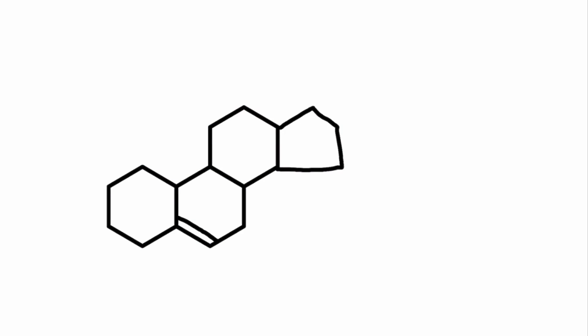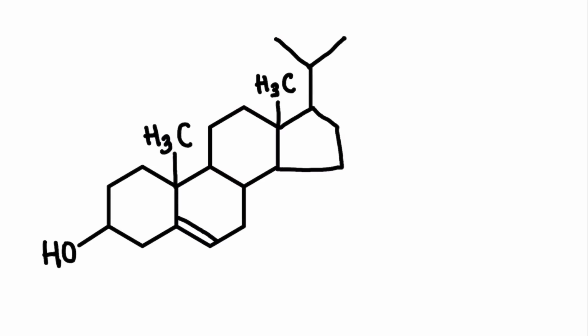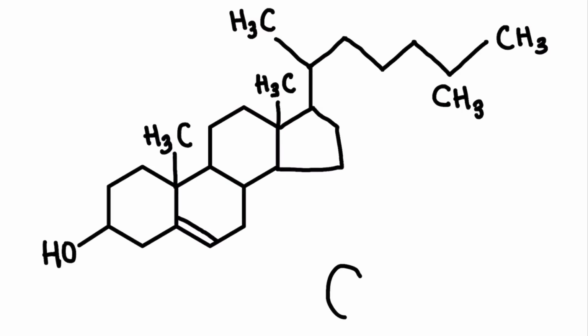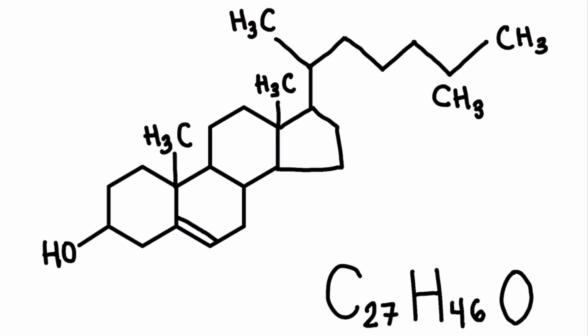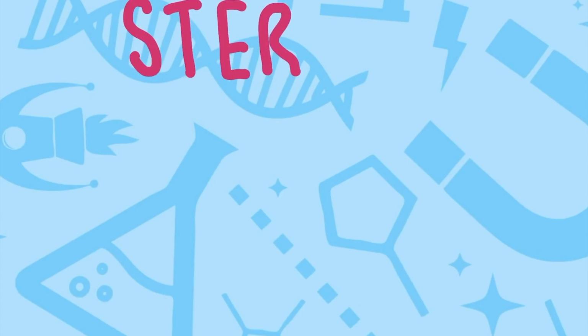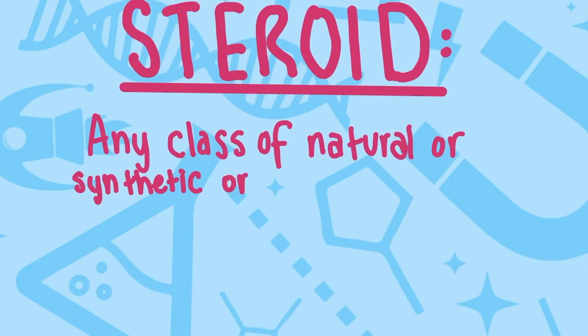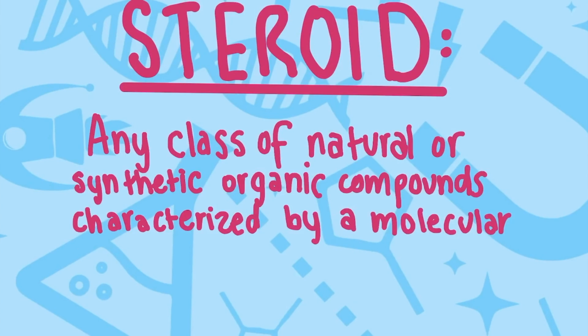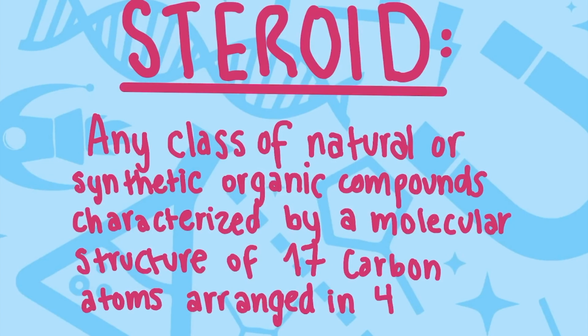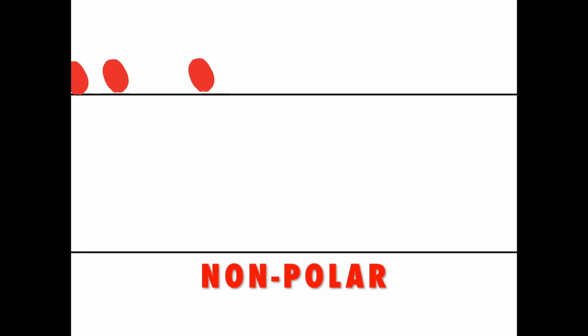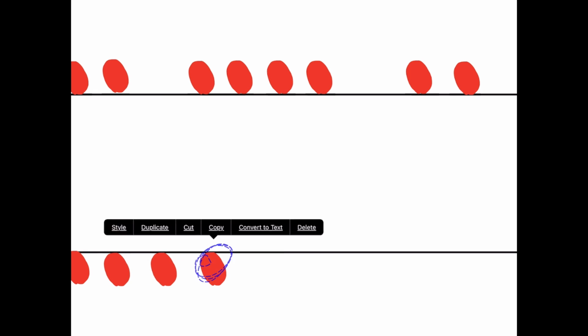Cholesterol is a 27-carbon compound with 4 rings of carbon, a hydrocarbon tail, and a hydroxyl group attached to the other end. Cholesterol is a special type of lipid, or fat, called a steroid, which is defined as any class of natural or synthetic organic compounds characterized by a molecular structure of 17 carbon atoms arranged in 4 rings, which was what we saw in the molecular structure before. All steroids are lipid-soluble and therefore not water-soluble. Cholesterol is extremely nonpolar, except for the hydroxyl group, the OH, at the end.